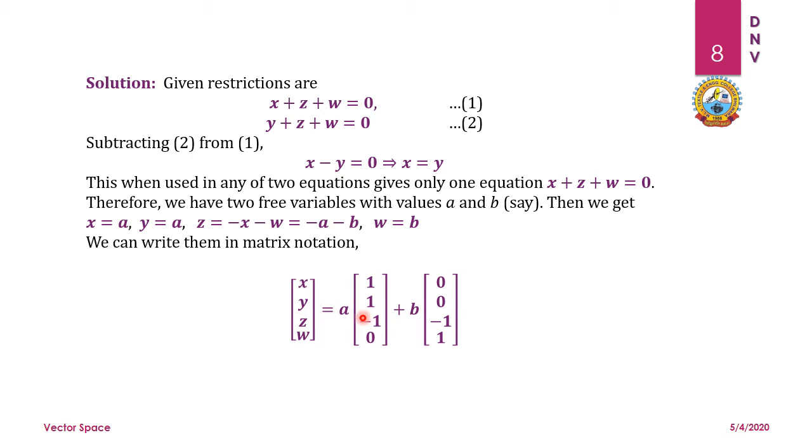If I want to verify it, I can get X equal to A into 1 plus B into 0. I will be getting X equal to A, which is true. Y equal to A into 1 plus B into 0, so it is Y equal to A again. I take Z equal to A into minus 1 and B into minus 1, so it will be minus A minus B, and W equal to A into 0 and B into 1, so it will be W equal to B.